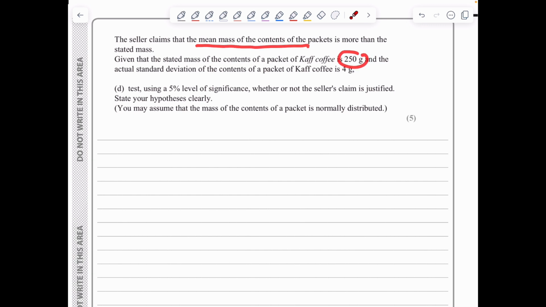We have been told that the actual standard deviation is 4 grams, and we need to test at the 5% level of significance whether this claim is justified. So we need to conduct the hypothesis test. My null hypothesis is that mu is 250, so the true mean is indeed the stated mean of 250 grams. My alternative is what the seller is claiming, which is that mu is greater than 250, and I'm setting my alpha level, my significance level, to be at 0.05.